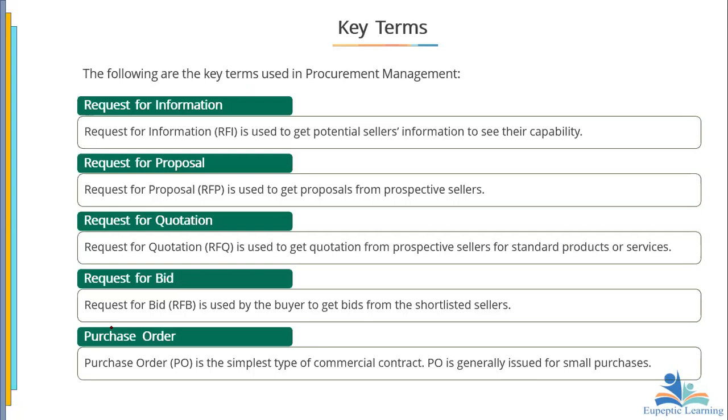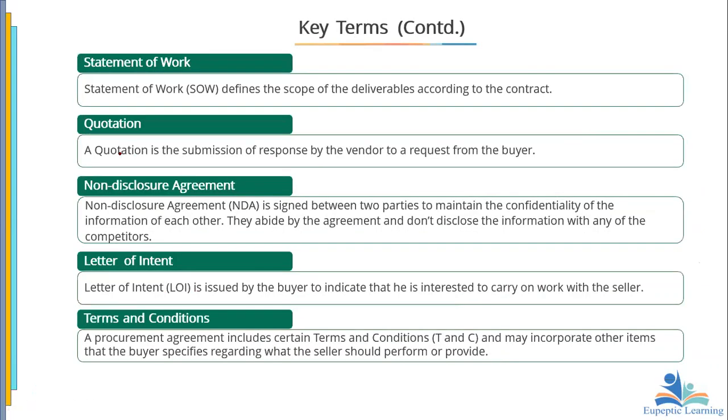Once they give that, they can bid for the contract. This is usually used by buyers to get bids from shortlisted sellers. Once they have provided up to this point, we can know which ones we will call to bid. A purchase order is the simplest type of commercial contract, usually used for small purchases. All these things we can go through as we read them.